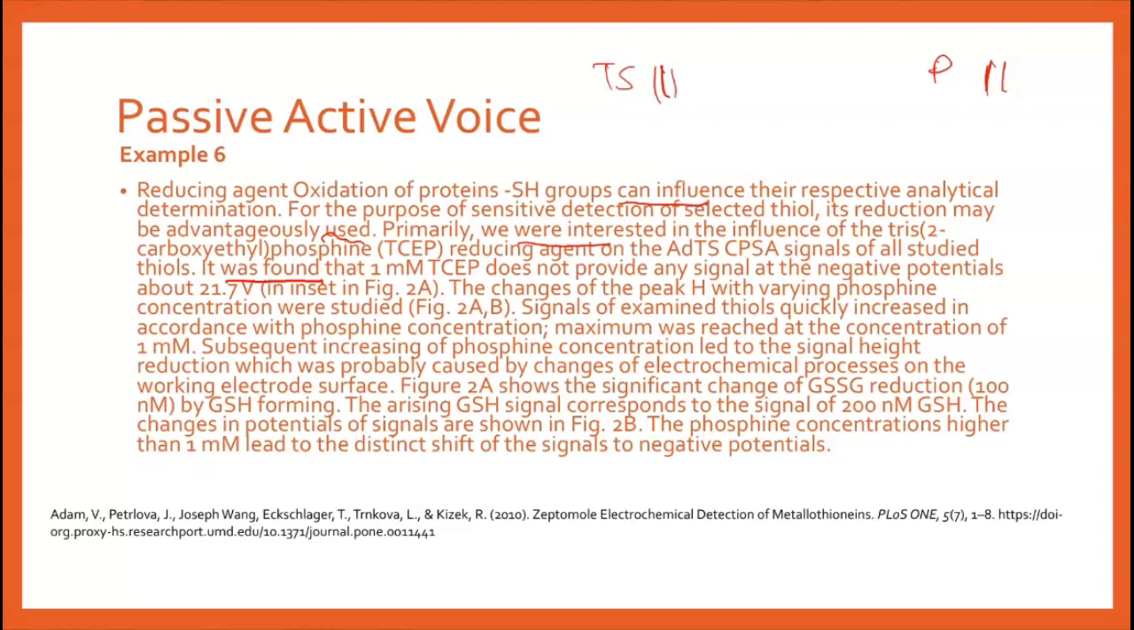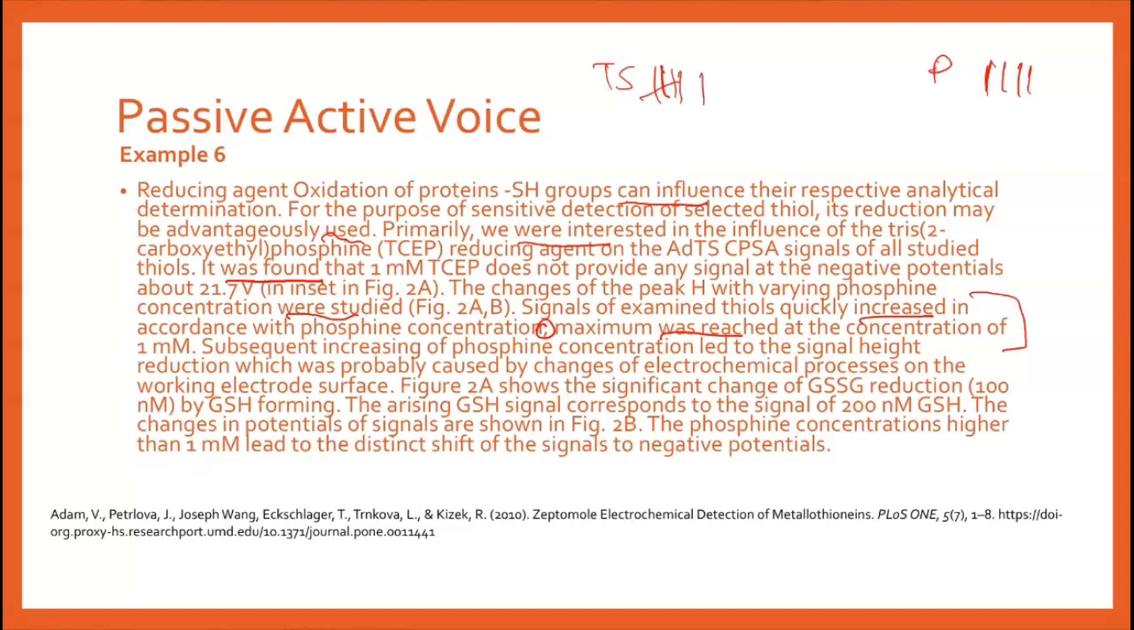And we're now in sentence 4. Sentence 5. The changes of the peak with variable were studied. There's another passive there. Signals of examined files quickly increased. Great, it's active. Maximum was reached. There's another passive. At the concentration of 1 million. But this is actually nice because you have a sentence here that's separated by a semicolon. So it's technically 1 sentence, although it's 2 full clauses. It could stand independently. You could put a period there.